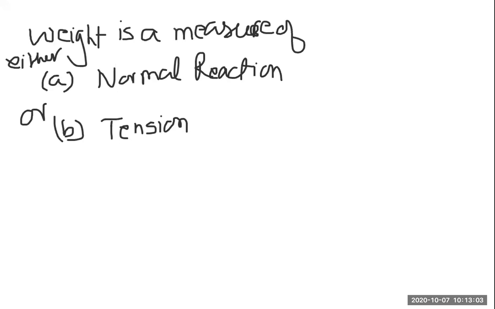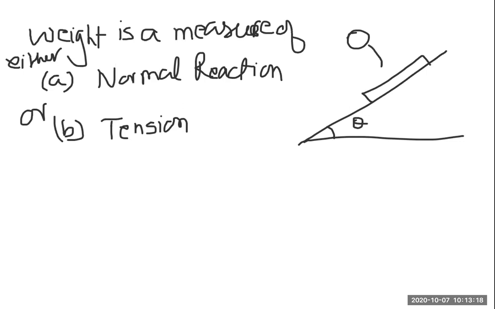So first let me take part A. Let's put the weighing machine on an inclined plane, and let's put the person on the weighing machine like so. Now what will be the reading of the weighing machine?